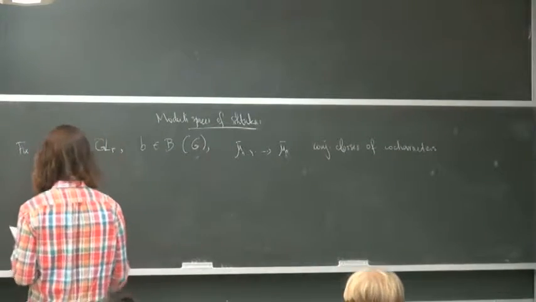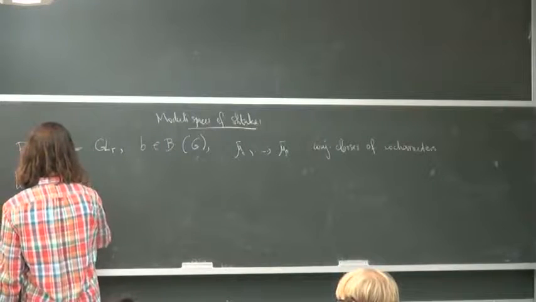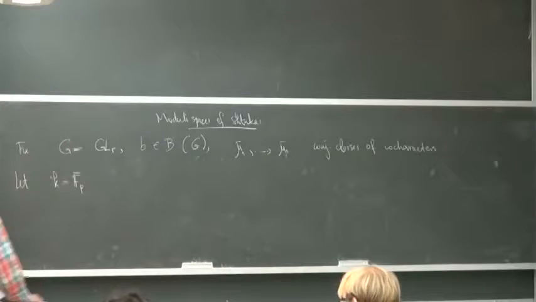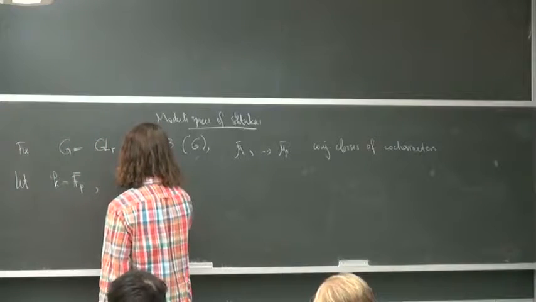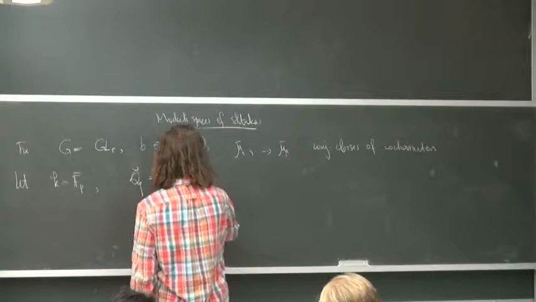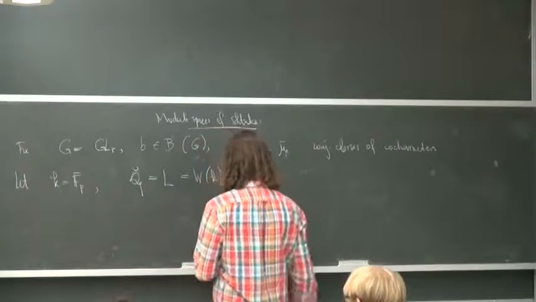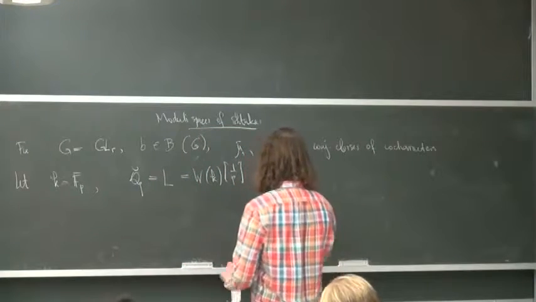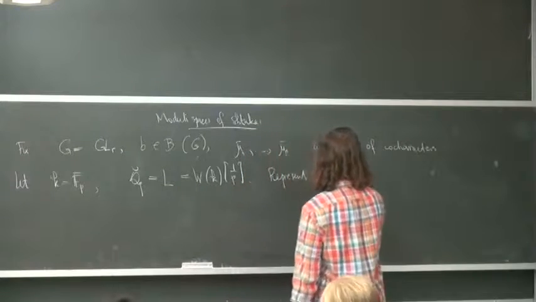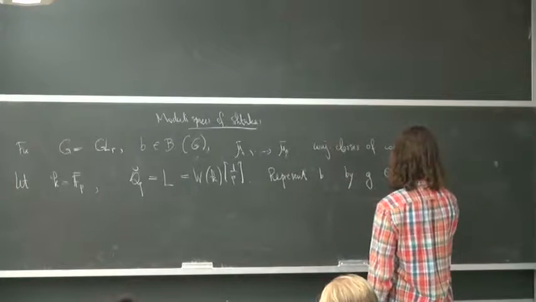And so let me also assume that this characteristic p algebraically closed field I'm considering is F_p bar. And then I'm using interchangeably the notation Q_p breve and L for the ring of Witt vectors of F_p bar. And let me also represent the sigma-conjugacy class b by some fixed element in G(L).